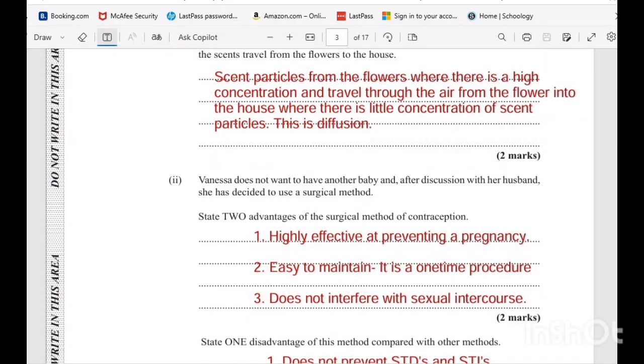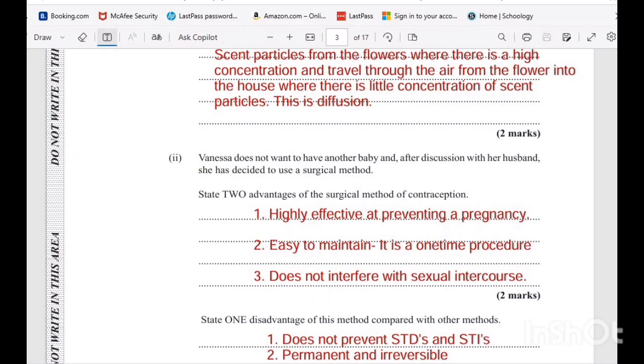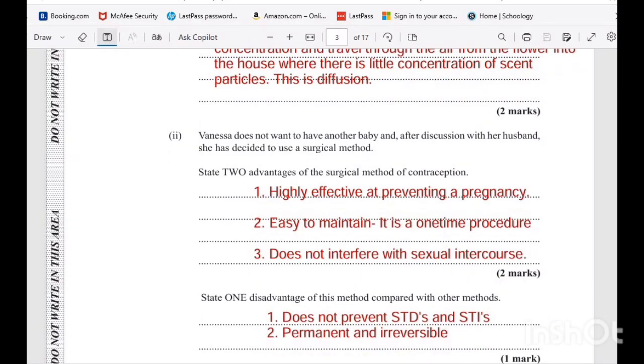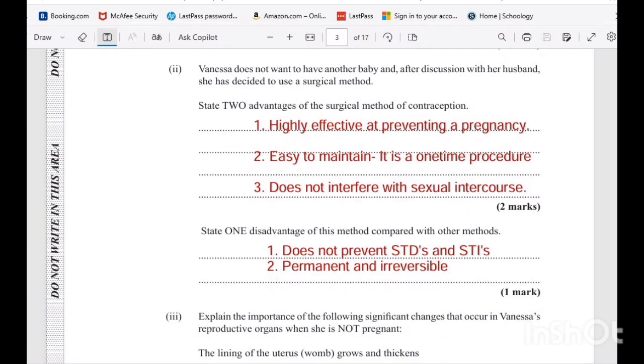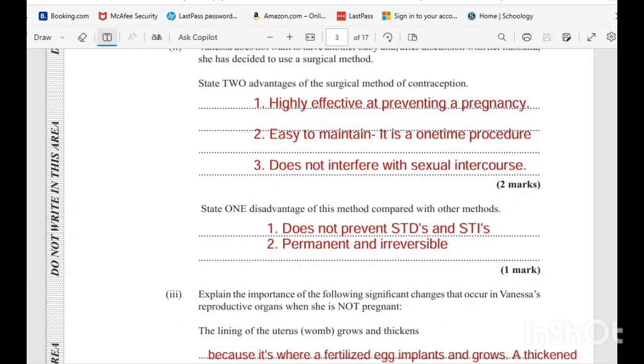The next part of it says state 1 disadvantage of the method when you compare it to other methods, and I have given you 2. 1, this surgical method does not protect against STDs and STIs, and 2, it is permanent and irreversible. We have other methods that can prevent STDs and STIs, such as the condom and the diaphragm. But this one does not, and it's also permanent and irreversible. So once it's done, it cannot be undone.